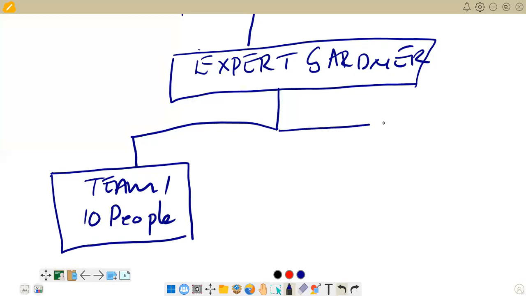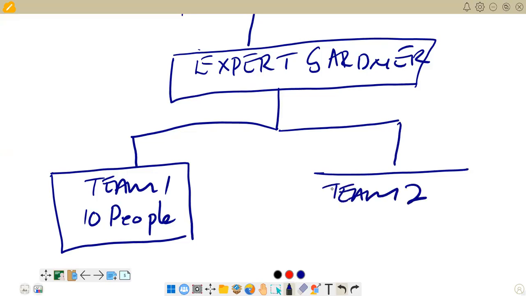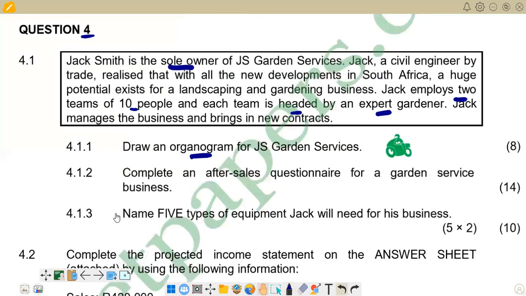Then we got another team. Remember, there are two. We've got another team that is there, and then we can name it team two. Then from there, that's the lowest level that we are having according to the question. You can refer back in the question and check there. So here you are seeing that 10 people in the team is headed by an expert gardener. And this represents the lowest part of that organogram. So this is what we have according to the question.